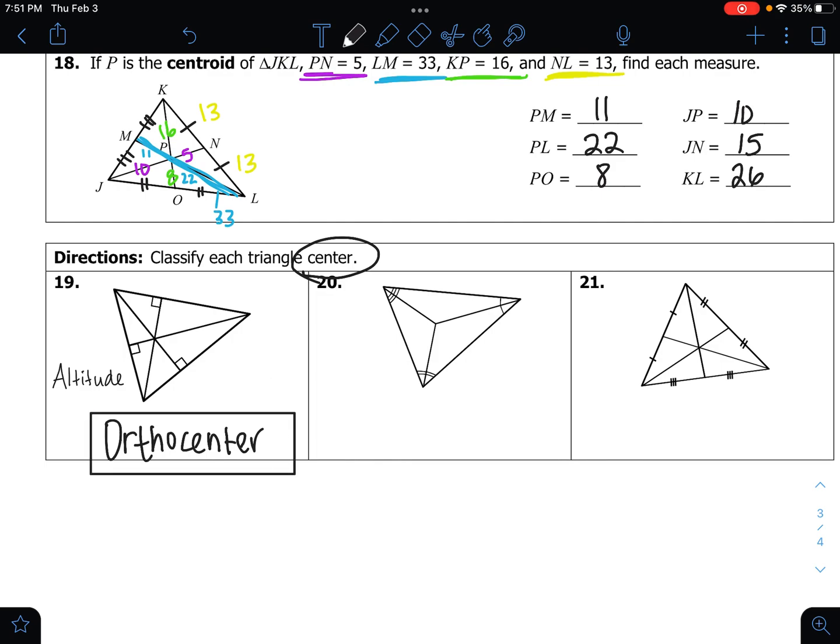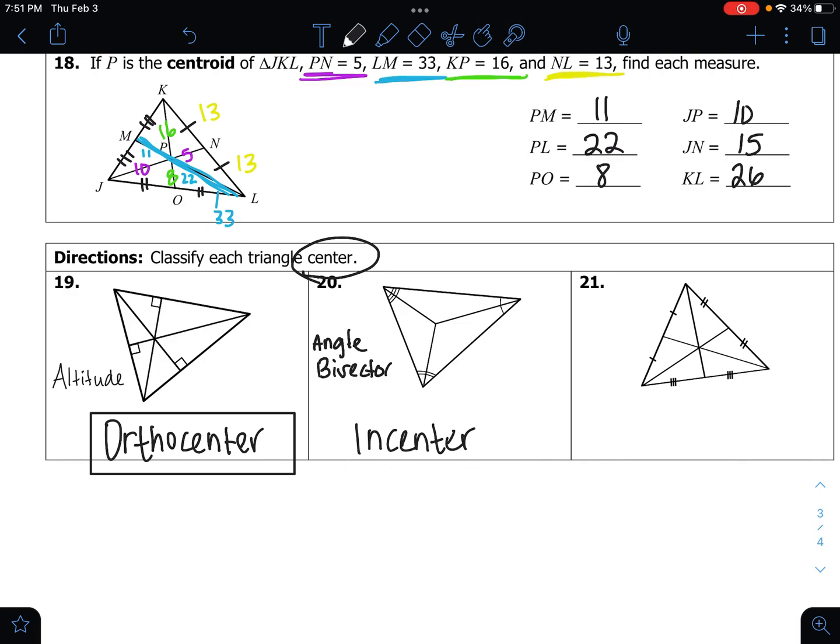All right, the next one. Let's see what's happening. So we have these line segments, and they are cutting these angles in half. Can you see that they're cutting them in half? Guess what that is? Angle bisector. Sorry, I'll spell the whole thing. So since it's an angle bisector, that means the center is called the incenter. Whatever. The box is being ridiculous.